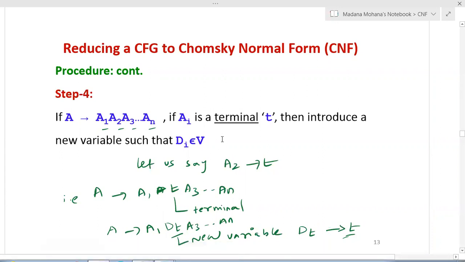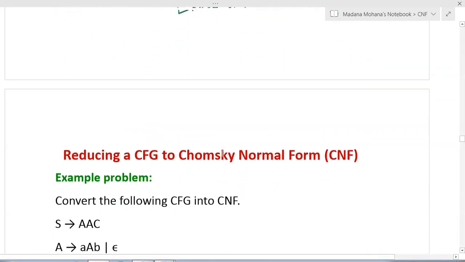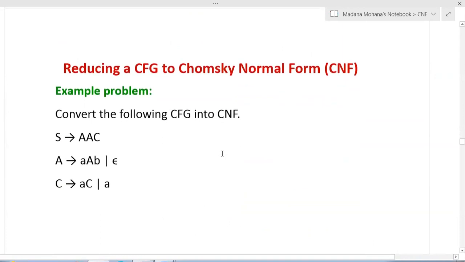So whenever there is a terminal in the right hand side in between variables, for that we introduce a new variable. So this is step 4. Now let us move to an example problem. In the examination, the questions will be given like this: convert the following context-free grammar into Chomsky normal form. So these are all the productions given.